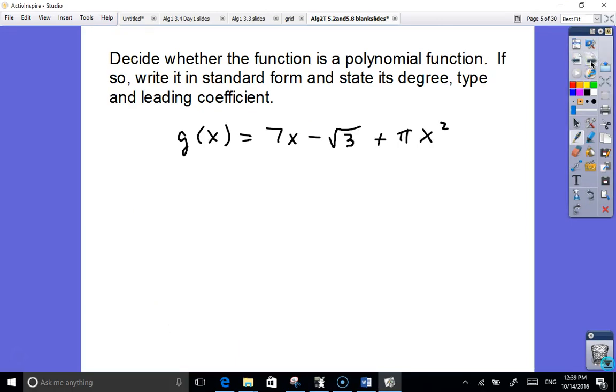So we have to decide whether this function is a polynomial function. Okay? So again, there's really only 2 criteria. Are the exponents whole numbers? Are the coefficients real? What would you say? How many say it's a polynomial? How many say it's not a polynomial?